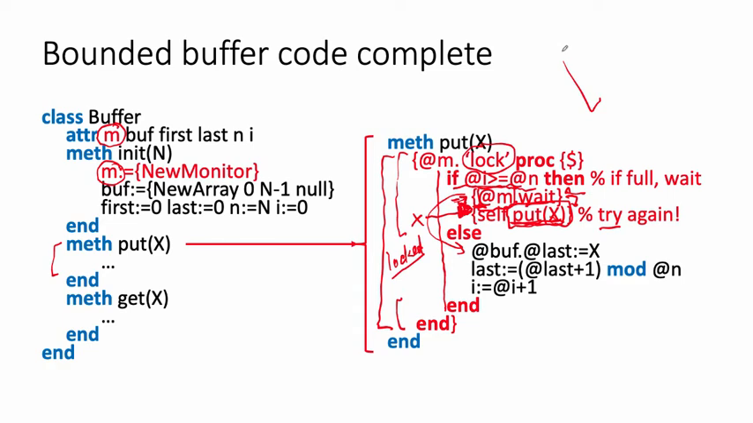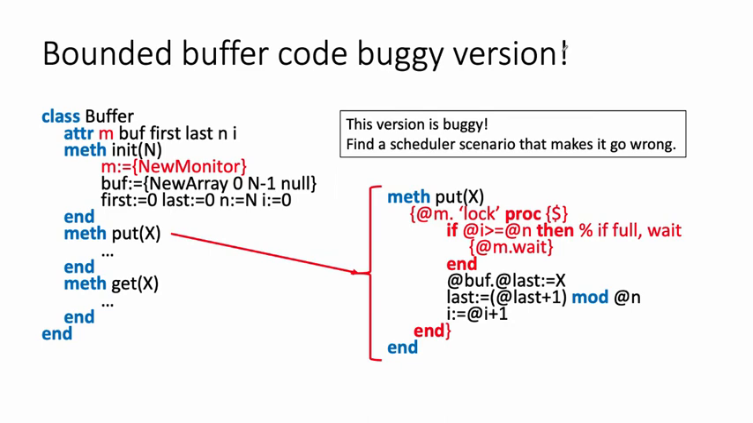If you want to do it naively, there's another way you can try. Maybe I just want to do it like this. Okay? Maybe I just wait, and otherwise, if I return, I immediately get the lock and do the code. This is incorrect. This is buggy. This code on this slide is incorrect. So you can actually find a scenario of the scheduler that makes it go wrong.